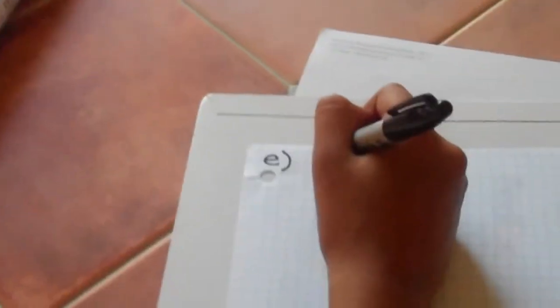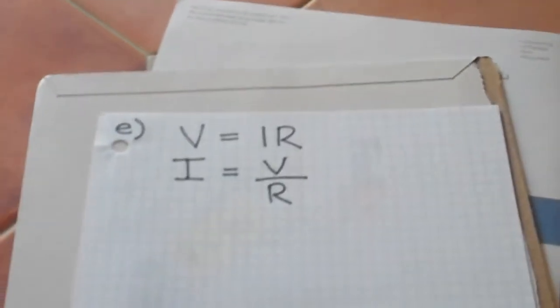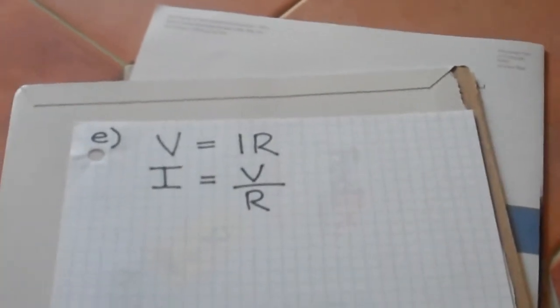Okay, next part. Now we need to find the current I naught in the loop under these new conditions. So as before, we know that the relationship between V and I is through Ohm's law. V equals IR. We are solving for current, so now we can modify that equation into I equals V over R. Now, in this case this is I prime.